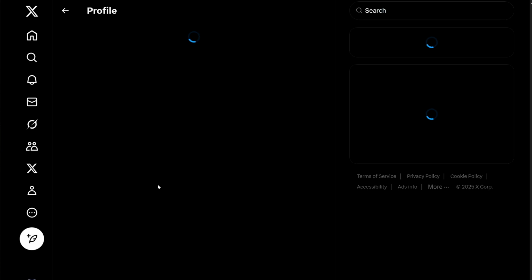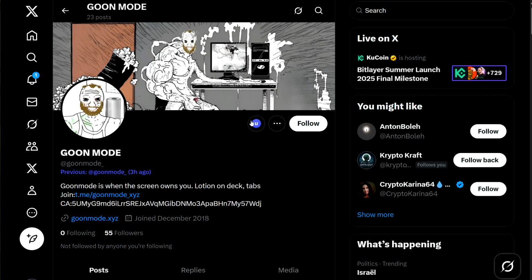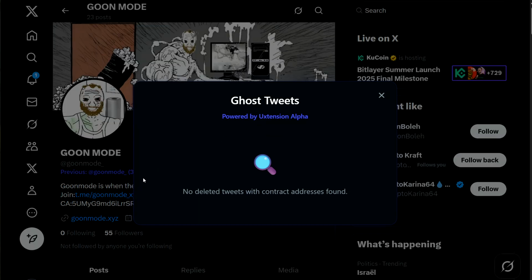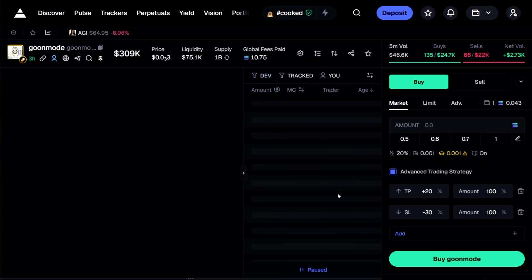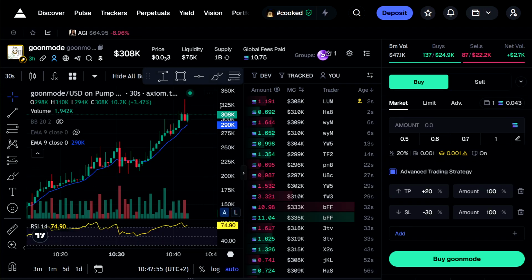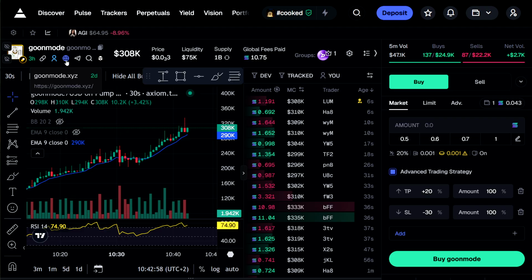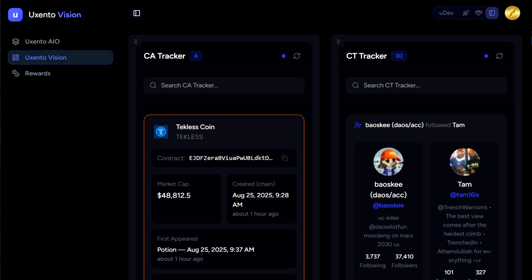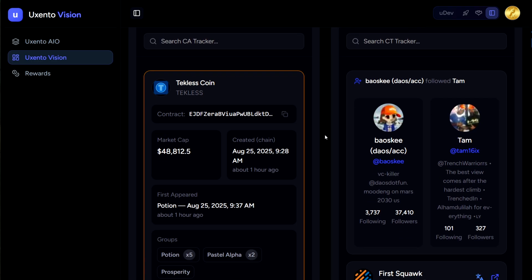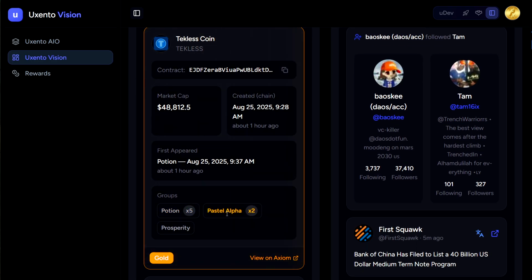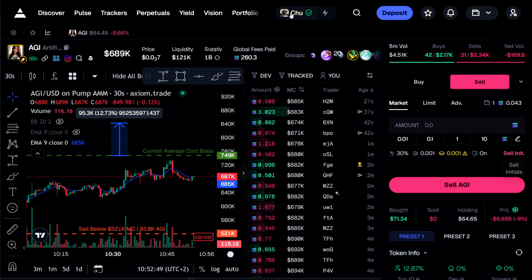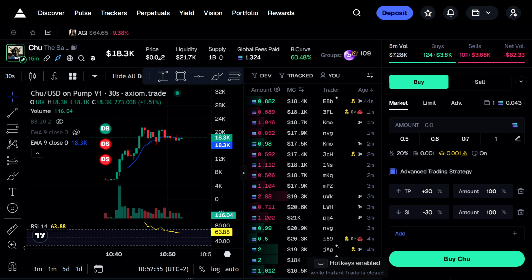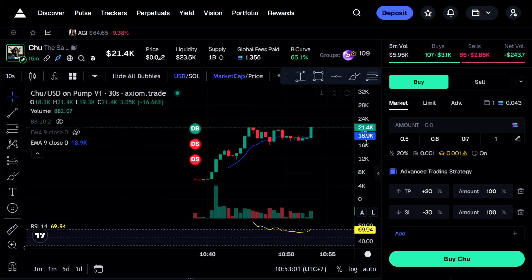There are a lot of fake tokens copying celebrity Twitter accounts and launching scam tokens, and now you can find out. This feature alone can save you a lot of money and keep you away from rug pulls and scam coins. If you go to the dashboard, you can see the CA tracker where you can find which meme coins are talked about in the biggest alpha groups like Potion, Tag, Prosperity, Shocked and others without being a member of these groups. This is important because with meme coins the money flows where the attention goes.